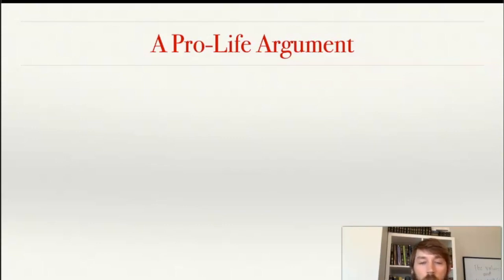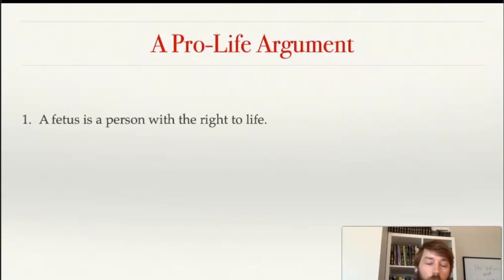Let's begin with the typical pro-life argument. We began with this premise in the first video. The typical pro-life argument begins with a premise such as this: a fetus is a person with the right to life. And in the last video, we talked a lot about the second part of this premise, the right to life. Thomson also considers the first part of this premise, that a fetus is a person. Many defenses of abortion pay close attention to this part of the premise, that a fetus is a person.